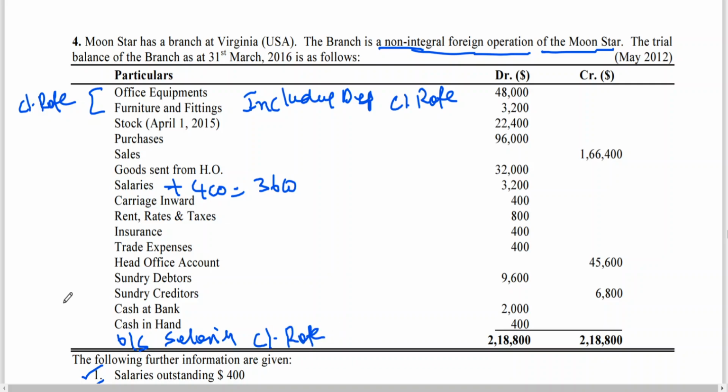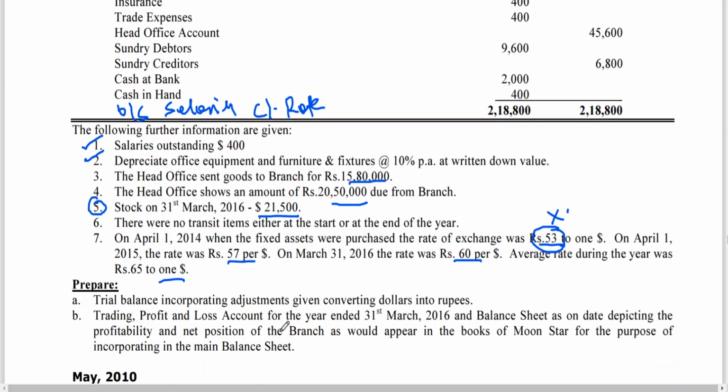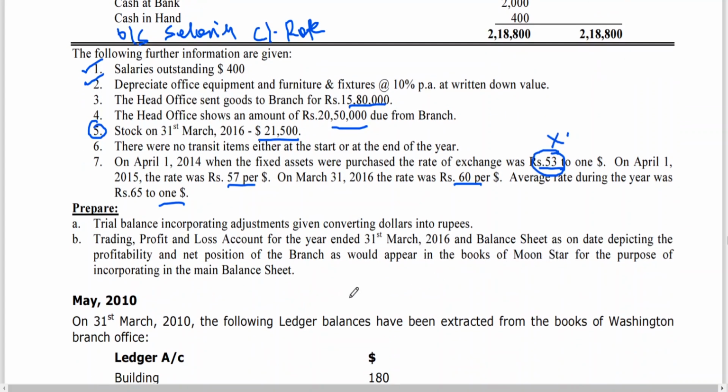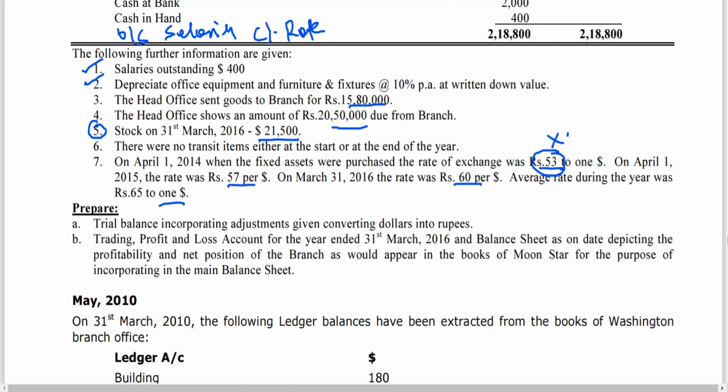I think the rates have also been given. Opening rate is 57, closing rate 60, average is 65. This 53 doesn't have any significance. If it were an integral operation, this would be significant. Prepare the trading and P&L account for the year ended and the balance sheet as on the date, depicting the profitability and net position of the branch as would appear in the books of Moonstar, for the purpose of incorporating in the main balance sheet.